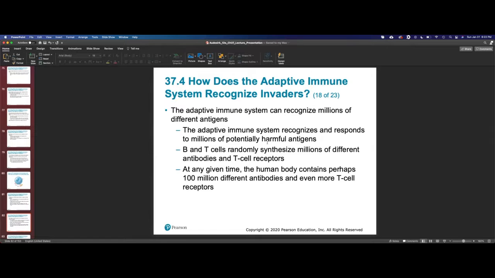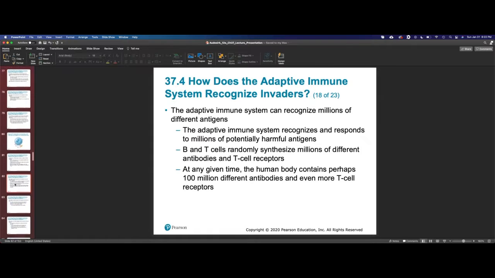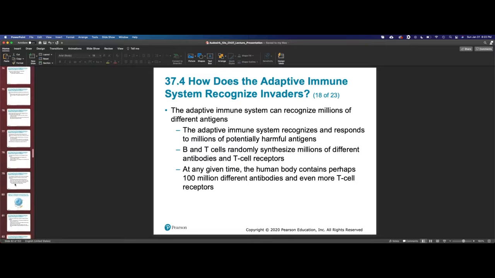And in fact, at any one time, you can have upwards of 100 million different antibodies, and then even more T cell receptors, which are basically the T version of immunoglobulins, because immunoglobulins are specifically generated by B cells.